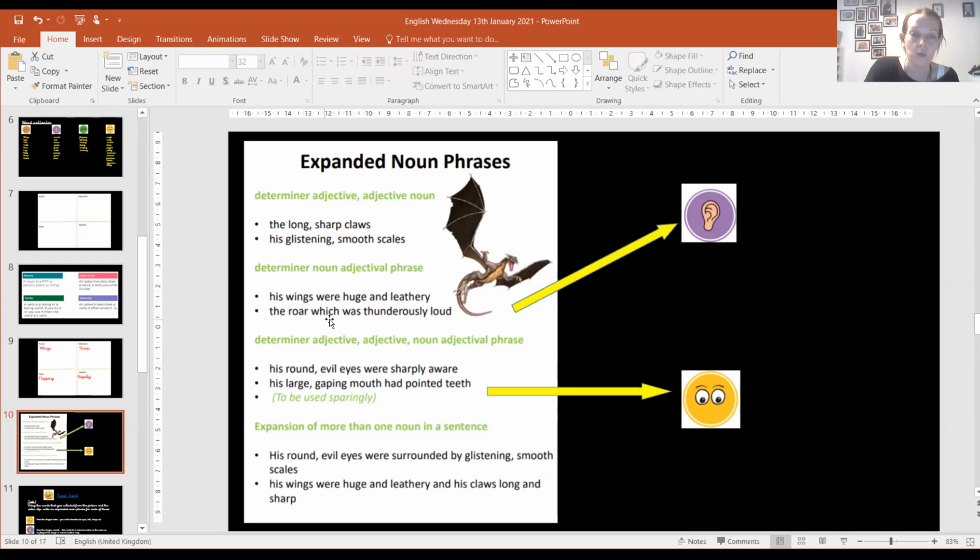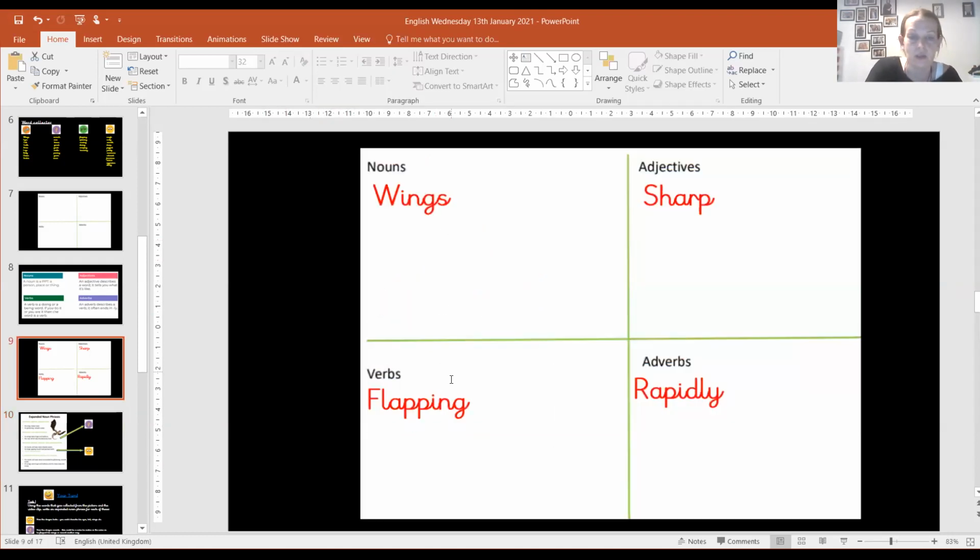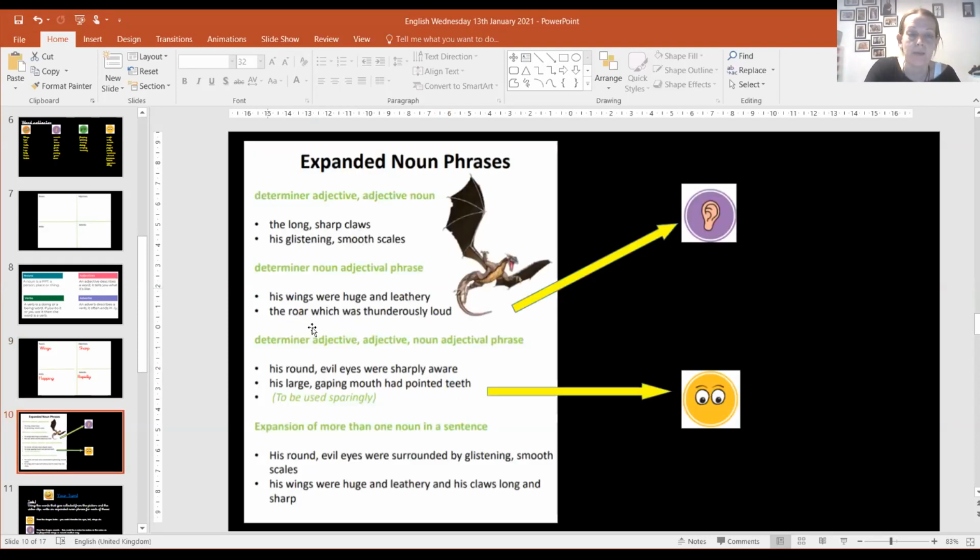The roar, which was thunderously loud. If you had a comma there and another comma at the end and you continue the sentence, you'll know that you have a relative clause because it's a relative pronoun. Okay, next we've got our determiner, adjective, noun, and adjectival phrase. You can see these get more difficult as they go along, but because you have sorted your words into word class boxes, you should be able to have a go at these fairly easily.